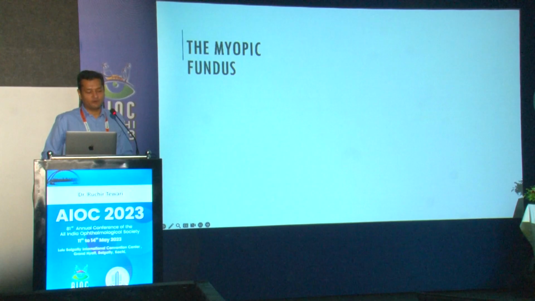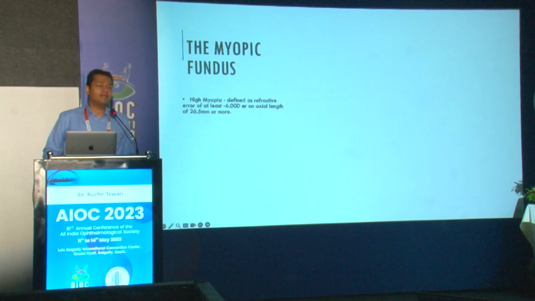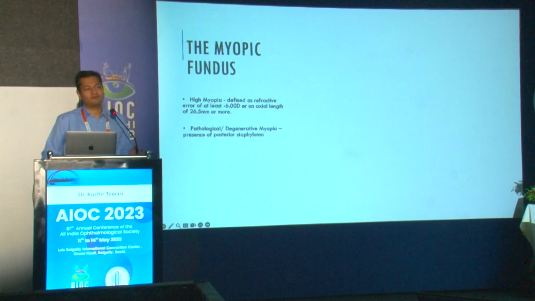So when we talk about the myopic fundus, high myopia has characteristically been defined as a refractive error of 6 diopter or more with an axial length of 26.5 millimeter or more. However, these eyes do not show the characteristic pathological myopia changes. So the classic lesion of a pathological myopia is a posterior staphyloma.